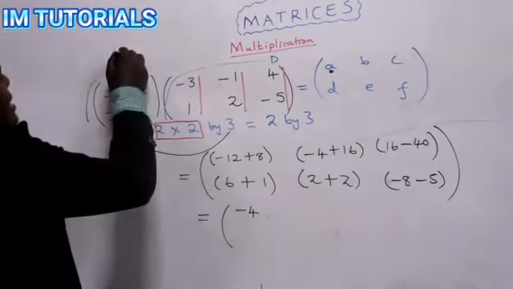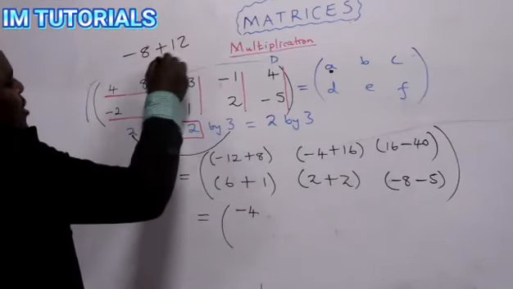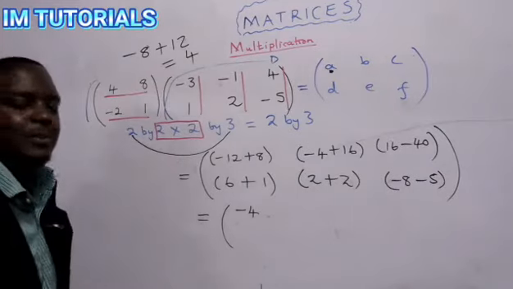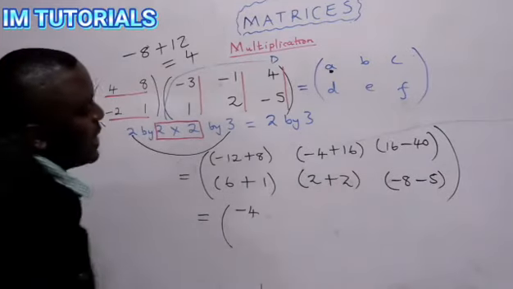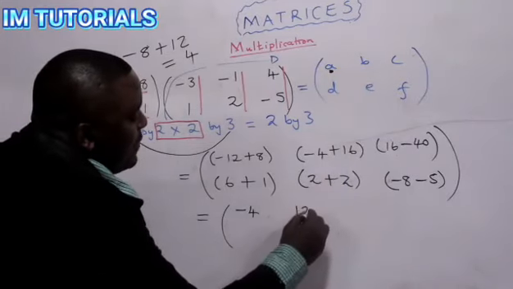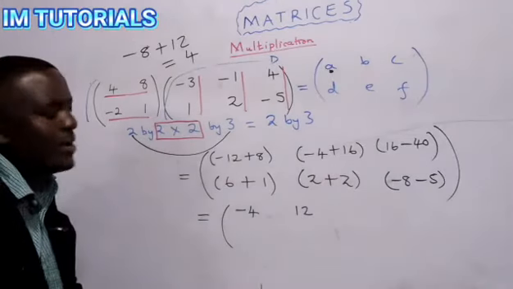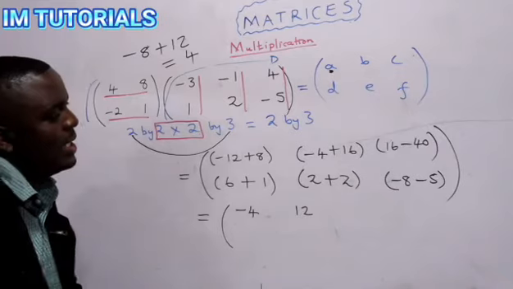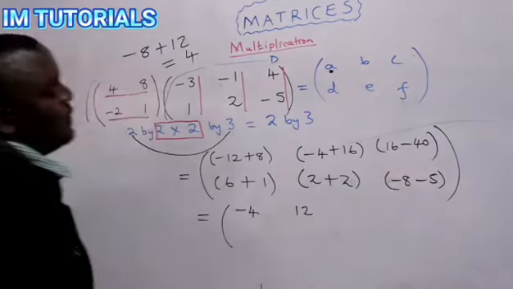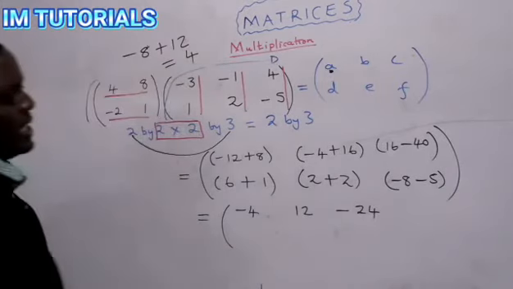But if it was minus 8 plus the 12, your answer was going to be 4, since the bigger number is 12. Then you move on to this bracket. The difference between 4 and 16 is 12. You write 12. Since the bigger number is 16, 12 is going to remain the same. You are not going to put a negative sign on that. Then 16 minus 40, you get negative 24.